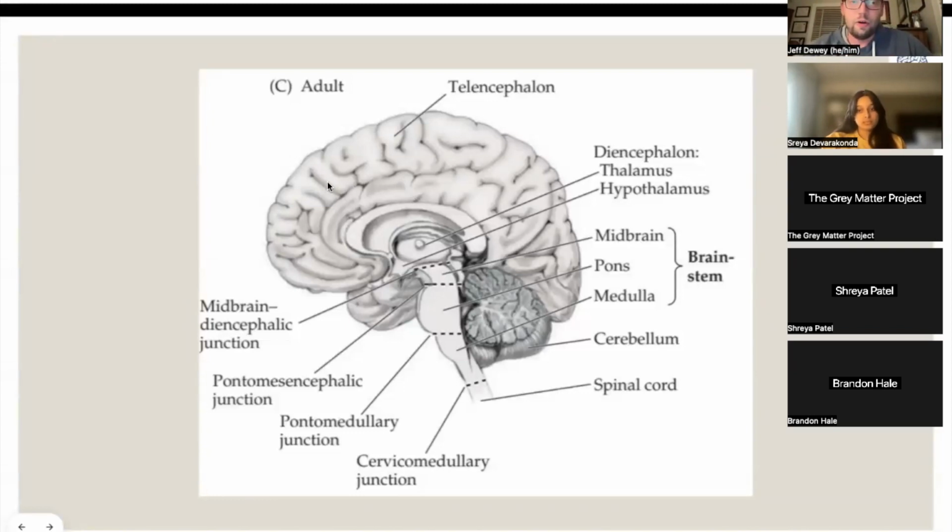So there's the cortex, which is sometimes called the telencephalon. There's the diencephalon, which is the deeper structures, the thalamus and the hypothalamus. And then there's the brainstem. So the midbrain, or the mesencephalon, the pons, medulla, and cerebellum, or the rhombencephalon, and then the spinal cord. And in between, there are these junctions between the areas that are really not sharp lines in anatomy. They're just divisions between these different spots.